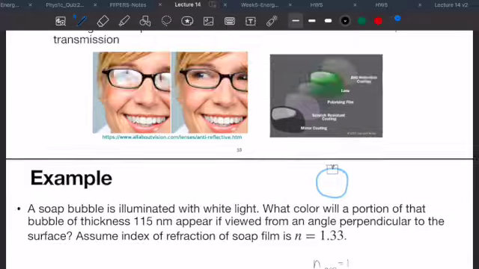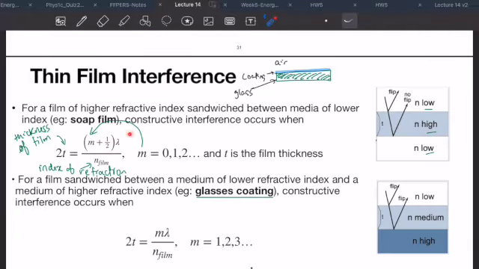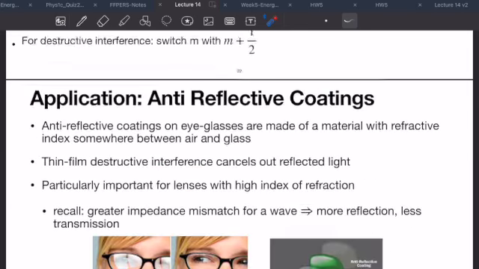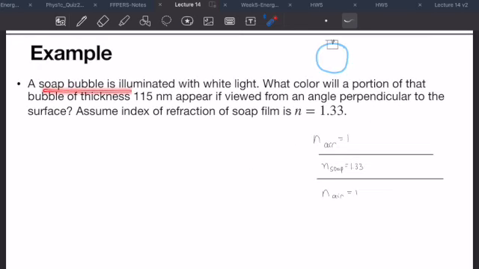So we're talking about the case where this formula would be valid for constructive interference. But let's see if we're looking for constructive interference. We have a soap bubble illuminated with white light. What color will a portion of that bubble of thickness 115 nanometers appear if viewed at an angle perpendicular to the surface? So we're talking thickness of 115 nanometers, and we want to know what color it appears.